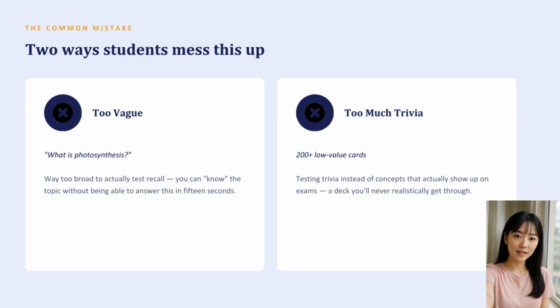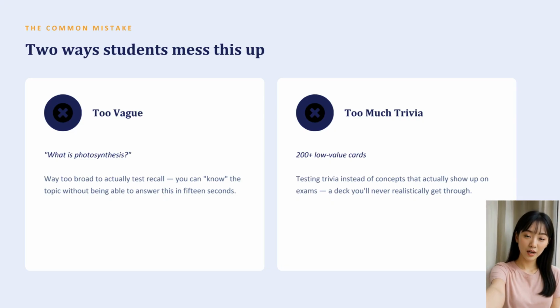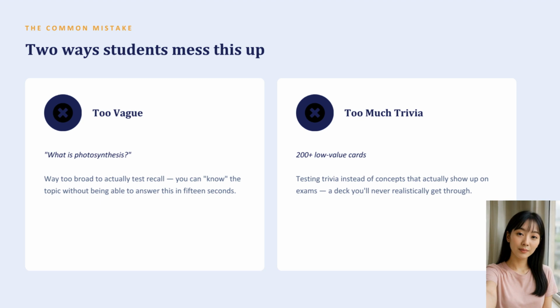The second mistake, generating way too many low-value cards. I've seen students build 200 card decks packed with trivia instead of the concepts that are actually going to show up on the exam, which means the deck becomes so overwhelming that they stop reviewing it entirely within a week. AI prompted the right way avoids both of these mistakes automatically, but, and this is important, only if you give it the right instructions, which is exactly what the rest of this video is about.